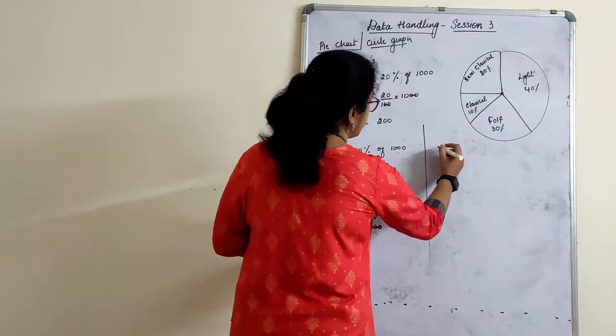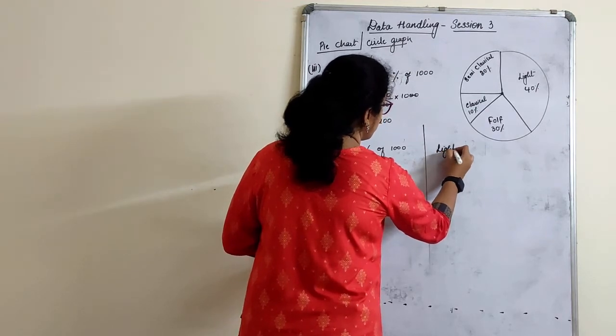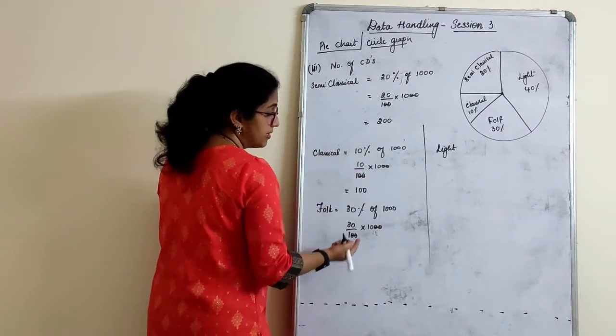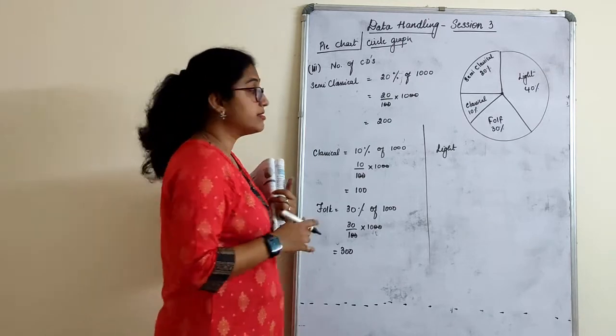Next is what? Light. And add and see if you want. 200 plus 100 plus 300 plus this light. You will get 1000 CDs only.